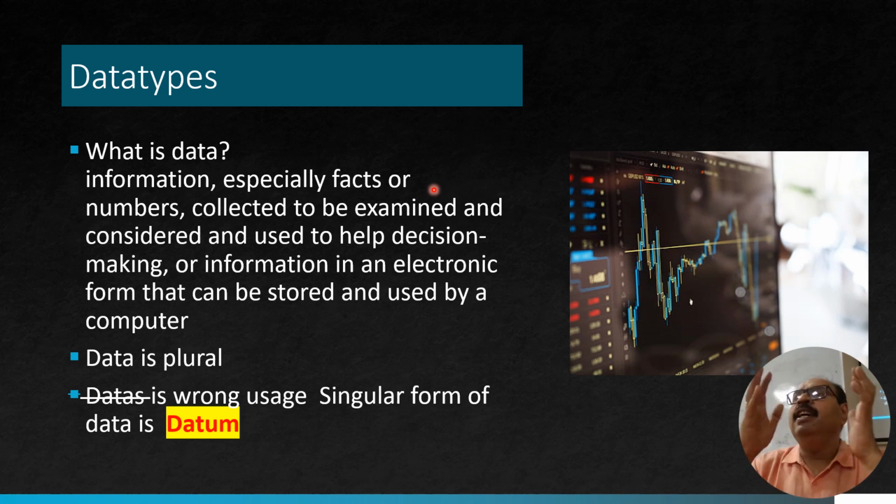So what is data? Data is the collection of information, and information is collected according to the requirements in different types. For example, your rank could be an integer. I'll teach you what these things are as we go on.